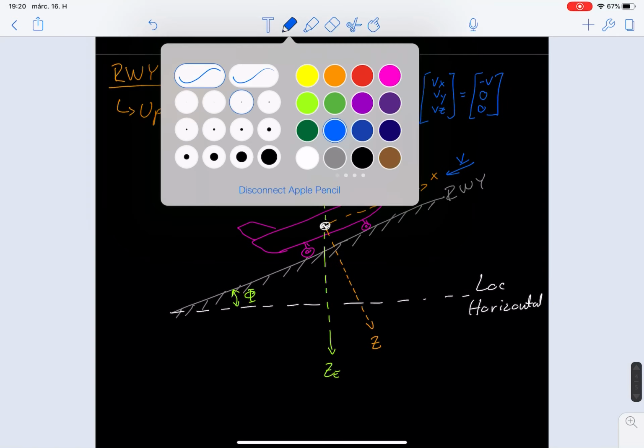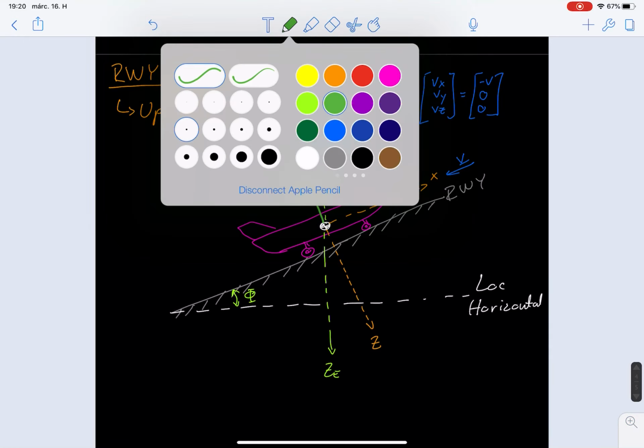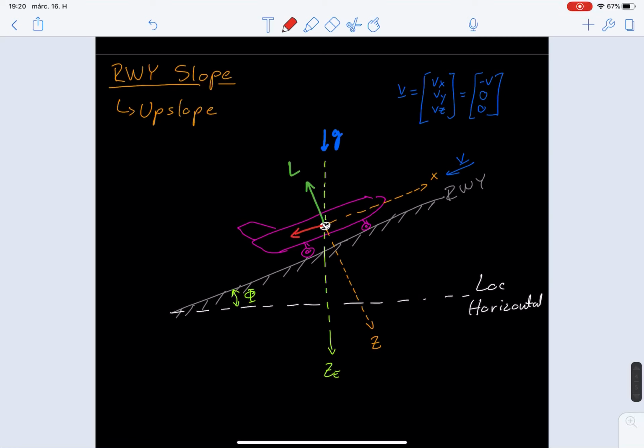So in this case, we can say that the lift force is basically going to be perpendicular, so acting in the negative z direction of the aircraft. So here you're going to have the lift force, you're also going to have the drag in the negative longitudinal direction.